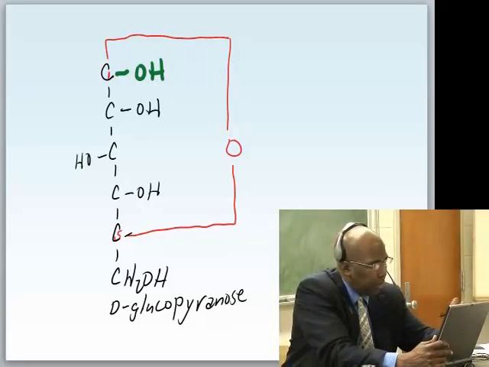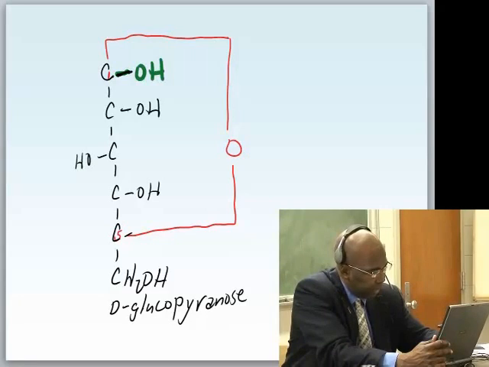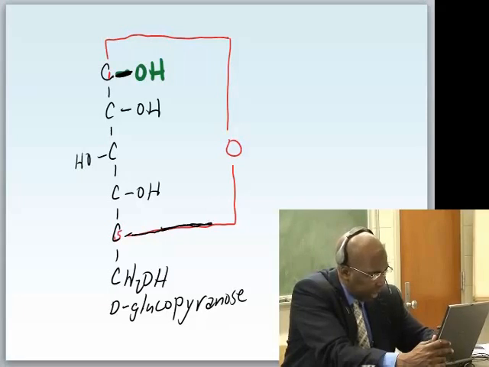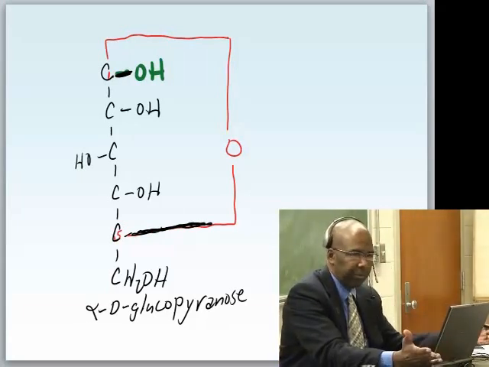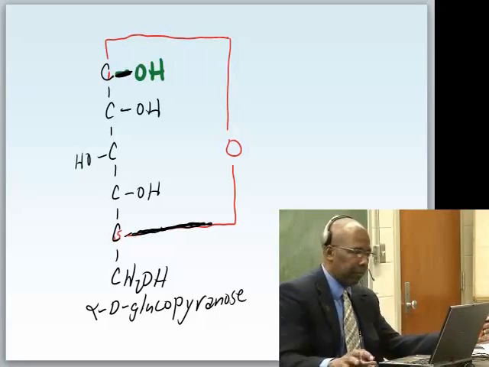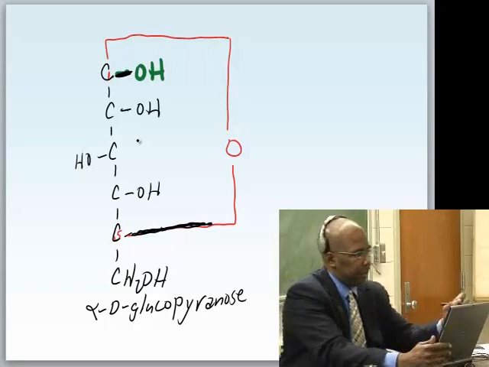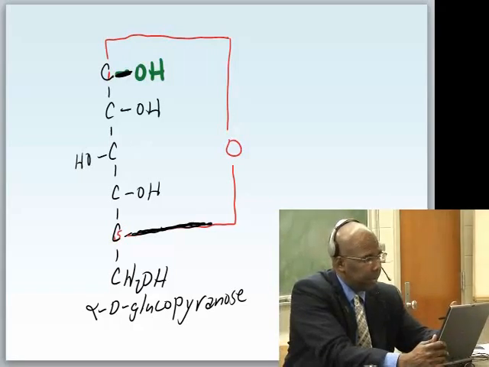And the way you determine it, when you do carbon 1, for carbon 1 here, if the bond for carbon 1 is on the same side as the bond for carbon 5, if the OH for carbon 1 is on the same side as the O for carbon 5, if they're on the same side, we call this alpha D-glucopyranose. If they're on the same side, it's alpha.